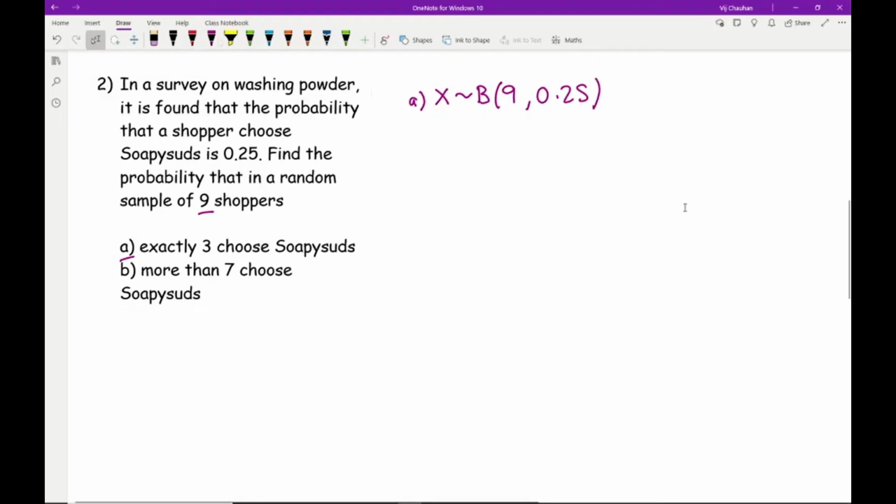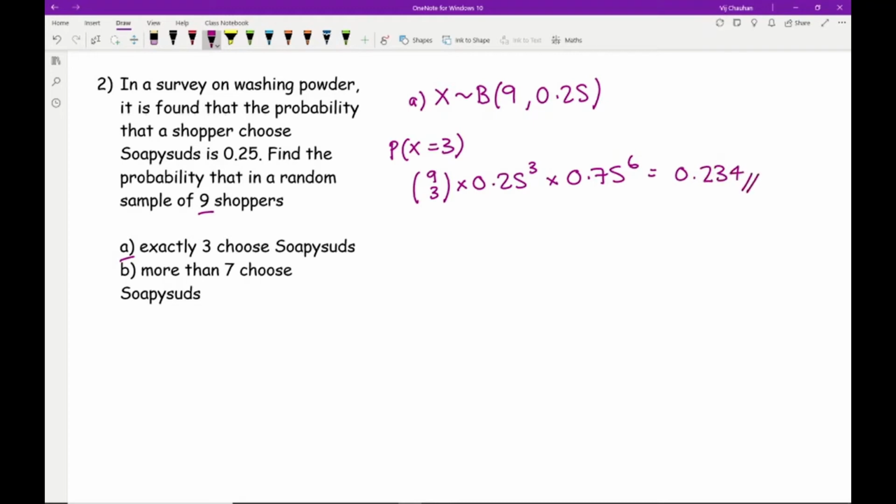And we'll continue. From this, the question is asking us for exactly 3. So just like before, I'm working out the probability that x equals 3. I want to work out how many combinations of 3 out of 9 I can get, so I'm going to do 9C3 using my nCr function on the calculator. I'm going to do 0.25, the probability of success, to the power of how many successes I want, which in this case is 3, times the probability of a failure to the power of how many failures I want. If I type that all into my calculator, I get an answer of 0.234 to 3 sig fig.